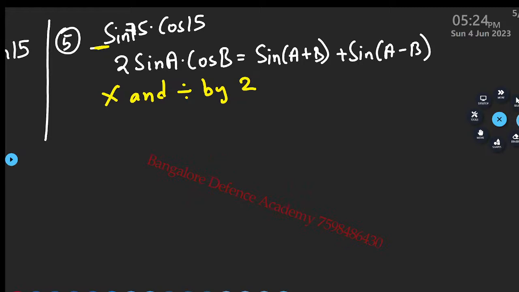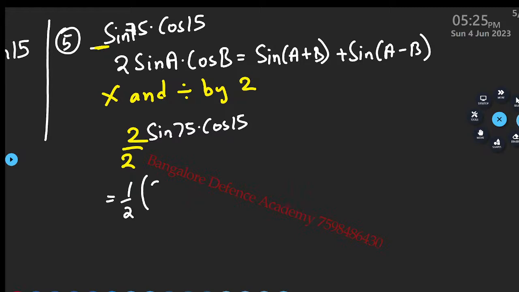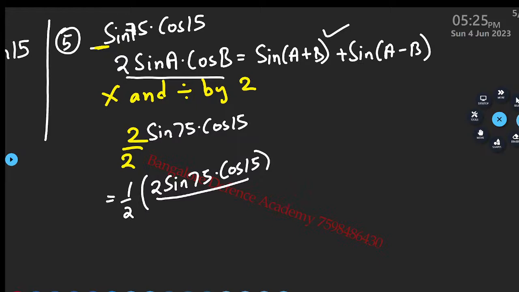So what I am going to do, multiply and divide by 2, that is 2 divided by 2, and here I will write sin 75 into cos 15. Do you understand? Now 1 by 2 I will take outside. This is 1 by 2. What will be in the bracket? 2 sin 75 into cos 15. That means this. Okay. I am going to apply the formula: sin of a plus b, so 1 by 2, this is sin 90 plus sin of a minus b. So how much is it?